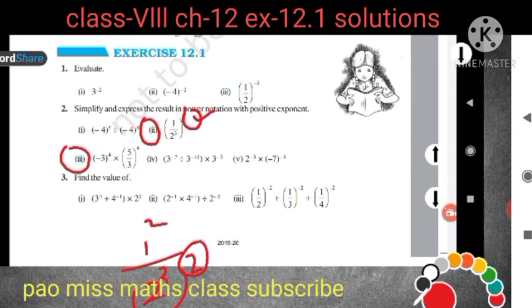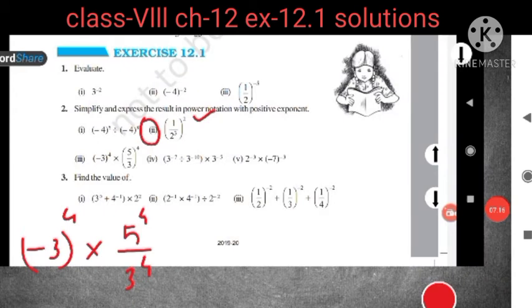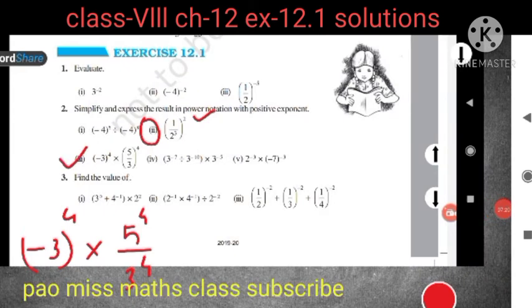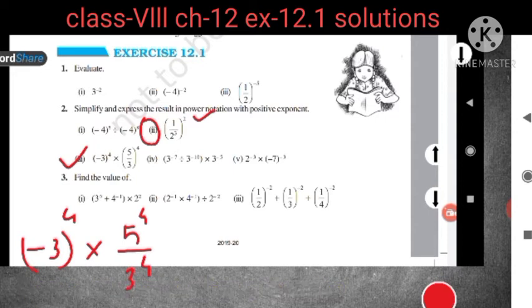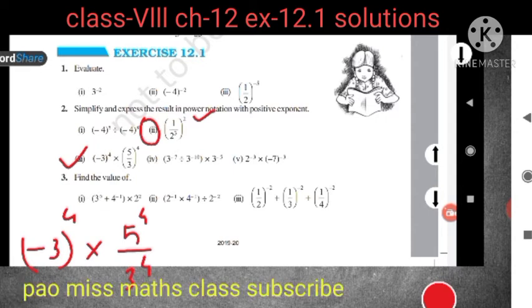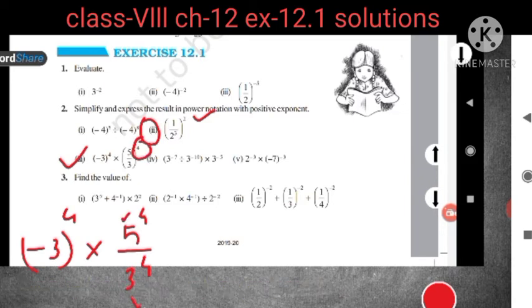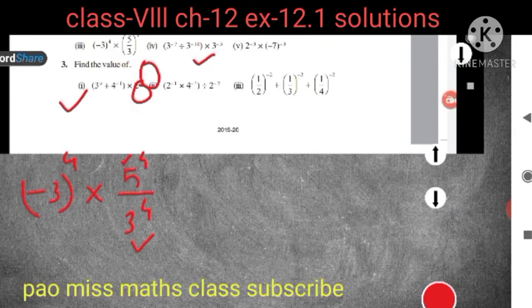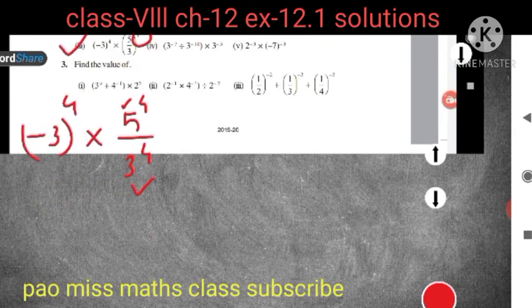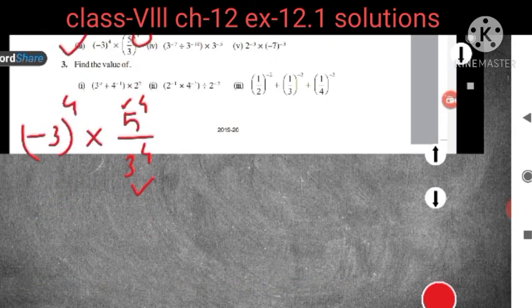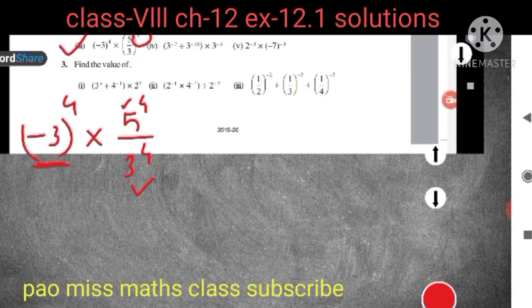So question number 3 is given. You can see minus 3 to the power 4 multiplied with 5 upon 3, isn't it? So 5 upon 3 to the power 4. That means this power 4 is for 5 also and for 3 also, okay? For both you have to write this. Now again, next you can see here, this is in minus, but this is in positive.